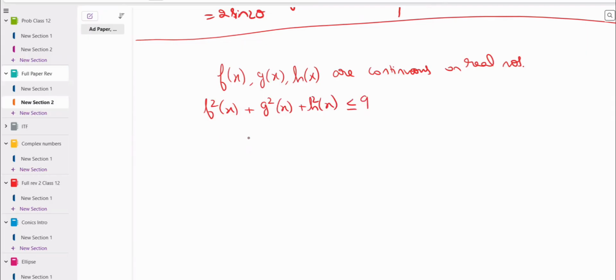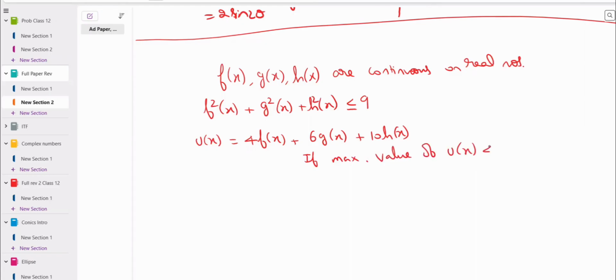Okay, also given 4 times f of x plus 6 times g of x plus 10 times h of x as the value of u of x. They're asking us if the maximum value of u of x is less than or equal to root n, find n.